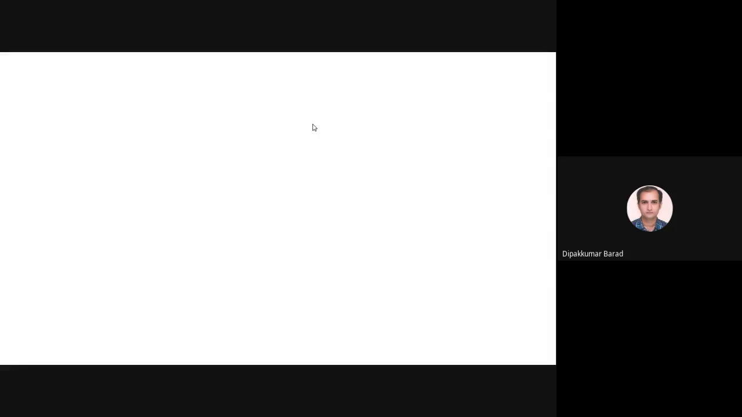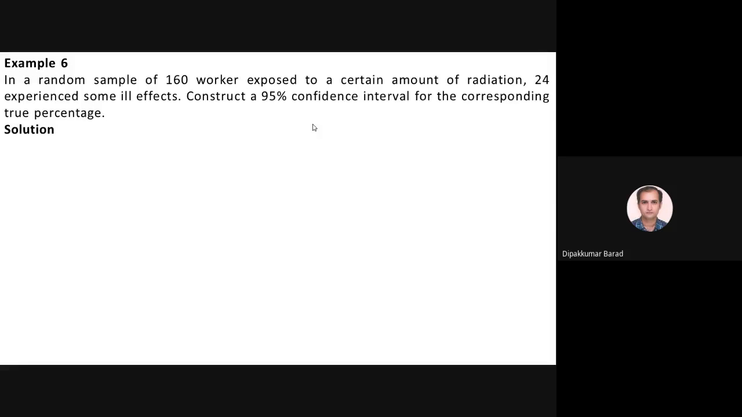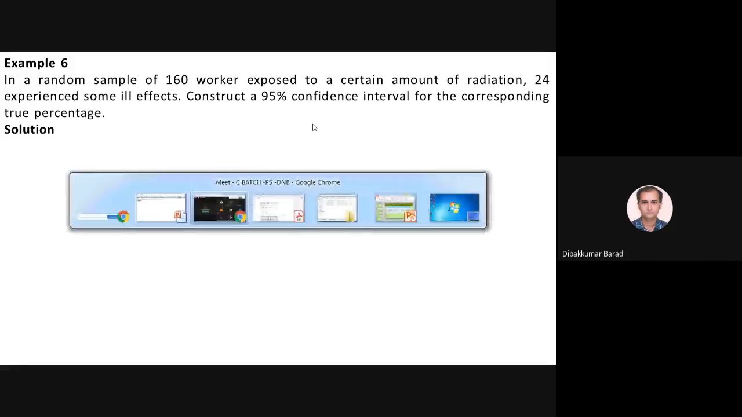Example number 6. In a random sample of 160 workers exposed to a certain amount of radiation, 24 experience some ill effect. So out of 160, 24 experience some ill effect. Construct a 95% confidence interval for the corresponding percentage. Here we haven't been asked to test the hypothesis. We have been asked to construct a 95% confidence interval, and I have already given you a note. If you don't remember, I will show you that note.